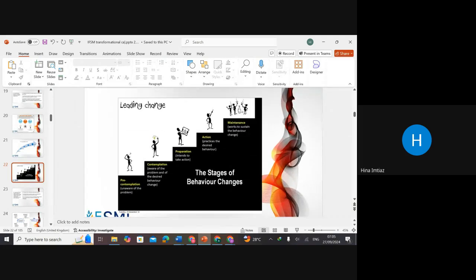These are the different stages, and a leader will help it, an organization will help it, and these are all the stages of a person who can bring the transformational change.